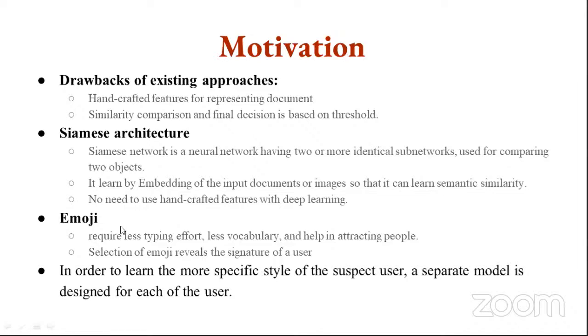So what is our main proposal? When you are comparing the tweets of two people, you should compare not only the text portion, but also the emojis posted by the user. Sometimes a particular user popularly uses certain emojis, so by checking the similarity in the emojis, we can also identify the author. Emojis require less typing effort and less vocabulary, and help in attracting people. The selection of emoji reveals the signature of a particular user. In order to learn the more specific style of the suspect user, a separate model is designed for each user. So our architecture is based not only on the text, but also on the emoji.